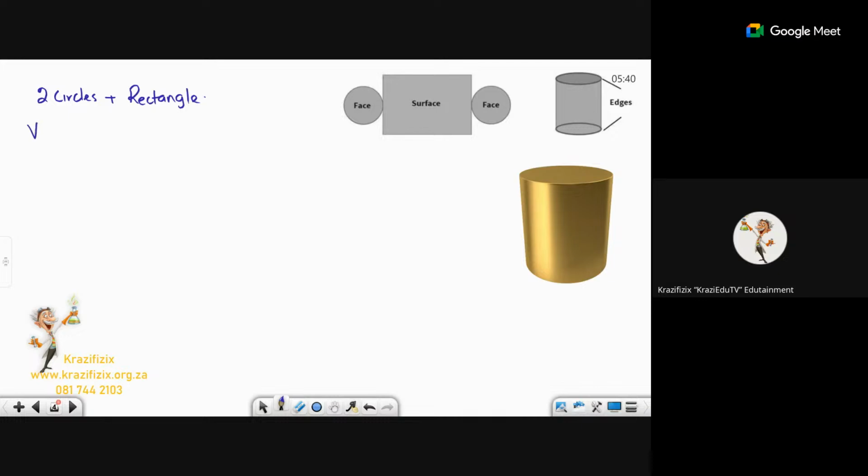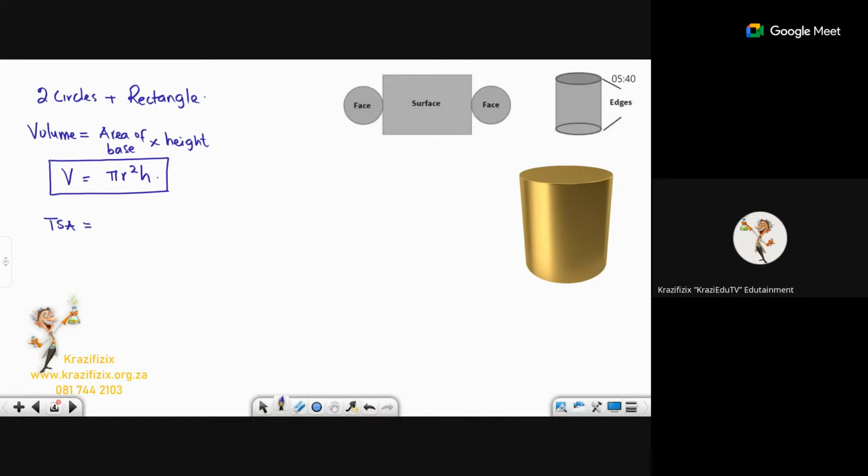Let's first find the volume. What did I say the volume of a 3D object is? Area of the base multiplied by the height. Now, this base here is circular. The area of a circle is pi r squared, multiplied by h. Guys, this is how we do it. That's the volume. Just know your 2Ds.